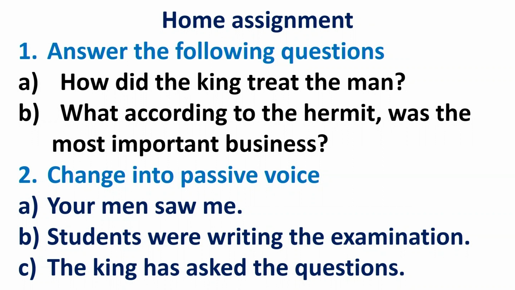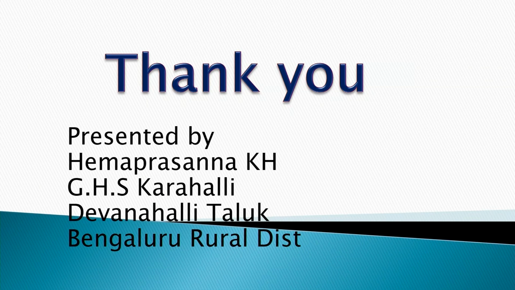Now, take down the assignment. Answer the following questions. The first one, how did the king treat the wounded man? Now, the second question, what according to the hermit was the most important business? These are the questions for 2 marks. Next, change the following sentences into passive form. Your men saw me. The first sentence. The second sentence is students were writing the examination. Now, the third sentence, the king has asked the questions. Yes, thank you very much.